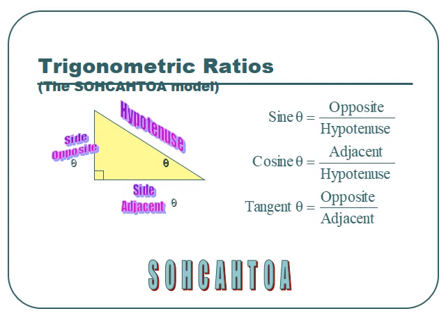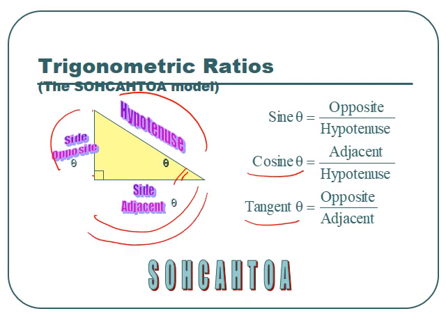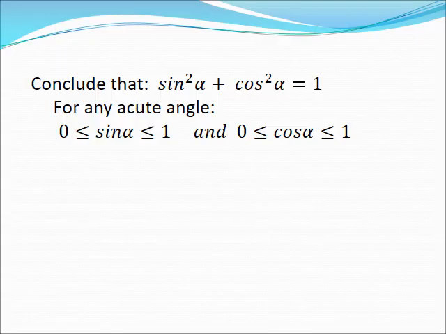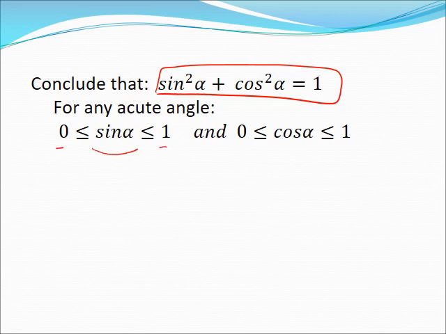Trigonometric ratios. Sin theta is equal to opposite over hypotenuse. Cosine theta equal adjacent over hypotenuse. And tangent theta is equal opposite over adjacent. We conclude that sine square plus cosine square is equal to 1. For any acute angle, sine alpha is between 0 and 1. Cosine alpha between 0 and 1.